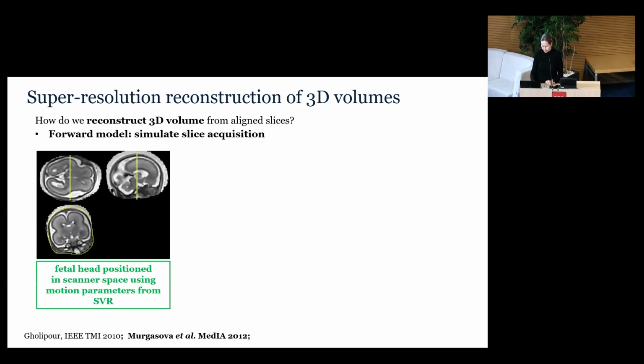So this is how it works. We've done some registration, so we have motion parameters. For each slice, we know where the fetal head should be in the scanner. So if I have some intermediate result for my 3D reconstruction, I can orient this 3D brain in the scanner. So I know where it would have been at the time that the slice got acquired.